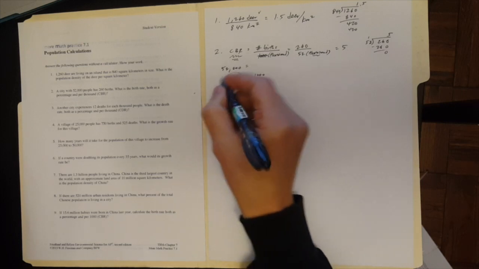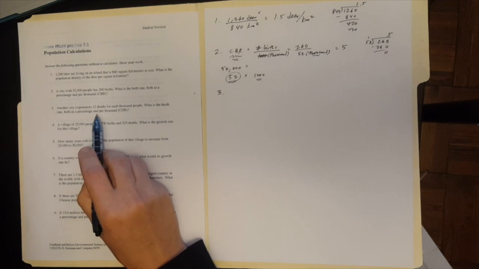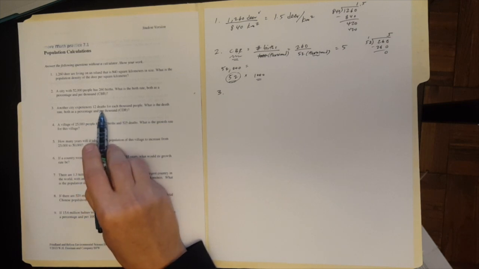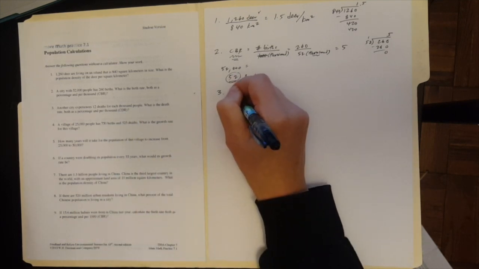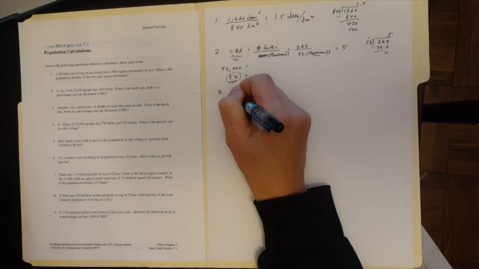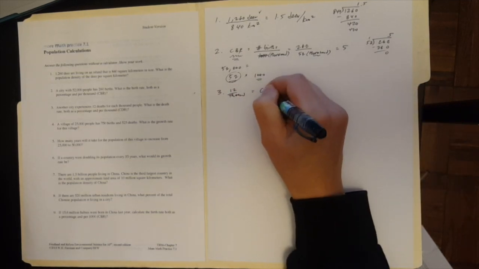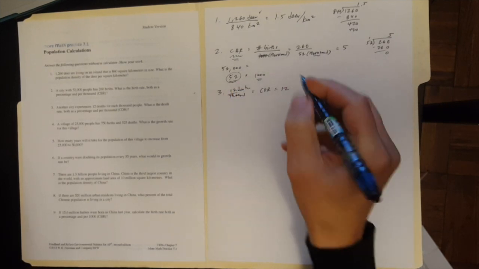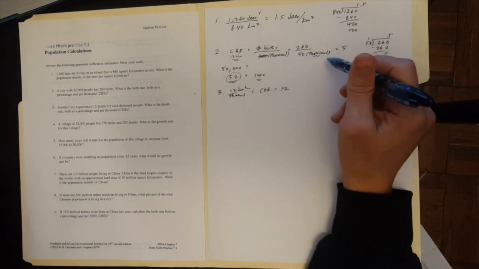Okay, so let's go on to number 3. So here's another city, and actually they tell us the CDR. It's 12 deaths for each 1,000 people. That's 12 deaths for every 1,000. That just means our CDR is 12. And that's for every 1,000. You know what? I forgot to do the percent here.